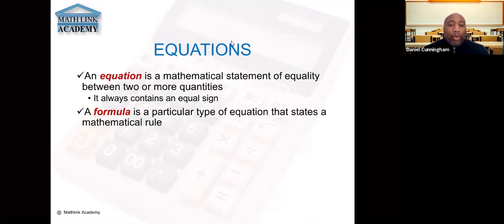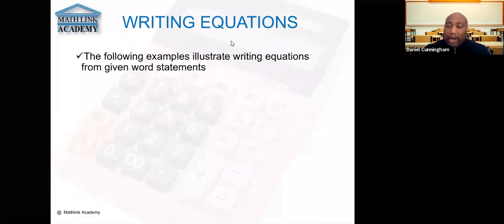We must understand an equation is a mathematical statement of equality between two or more quantities. It always contains an equal sign. A formula is a particular type of equation that states a mathematical rule. So we're really going to just look at how to solve equations, and we're going to start with some word equations and then go forth from there.